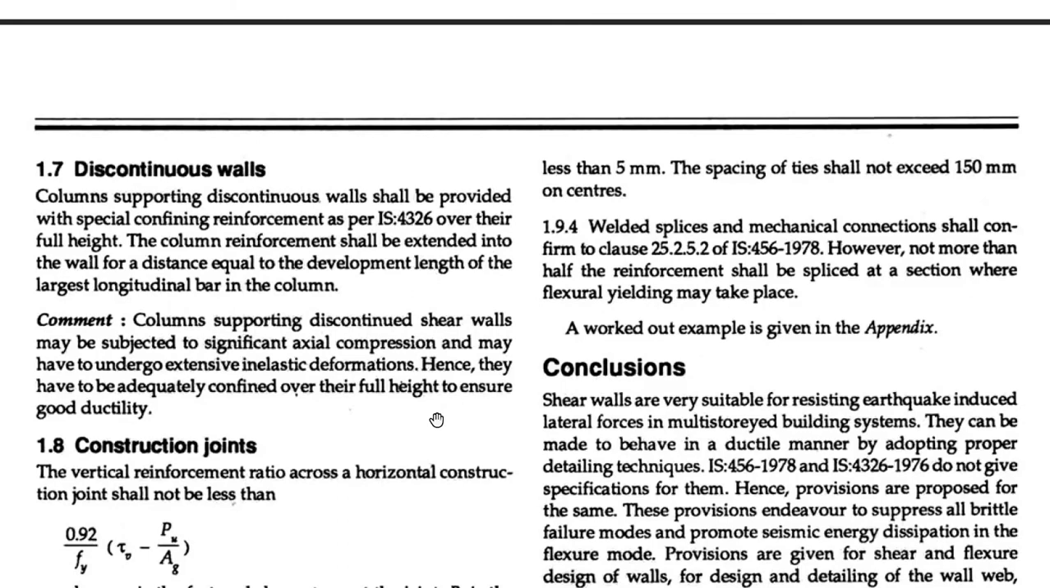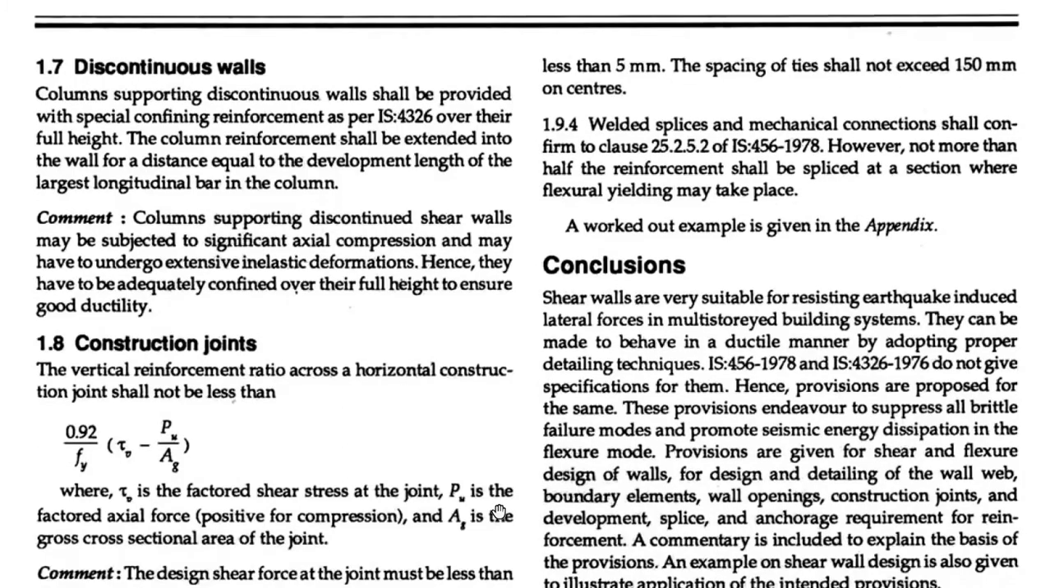And the next section, discontinuous walls. Columns supporting discontinuous walls shall be provided with special confining reinforcement as per IS 4326 over their full height. The column reinforcement shall be extended into the wall for a distance equal to the development length of the largest longitudinal bar in the column. The next section is construction joints.